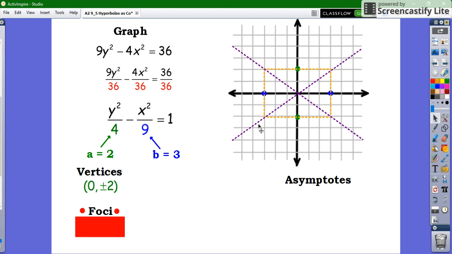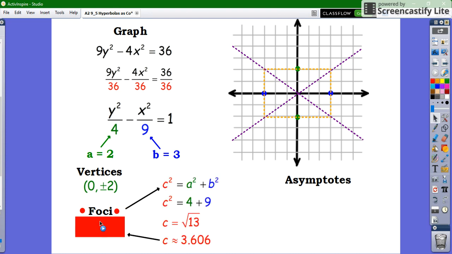But they'll be there. And the foci, again, we've got a squared plus b squared equals c squared. So plug everything into our formula: 4 plus 9 is 13. Square root is about 3.606. And so we can put our foci up about 3.6 and down about negative 3.6 on our graph. After that, it's just a matter of drawing our hyperbola and maybe determining the equation of the asymptotes.